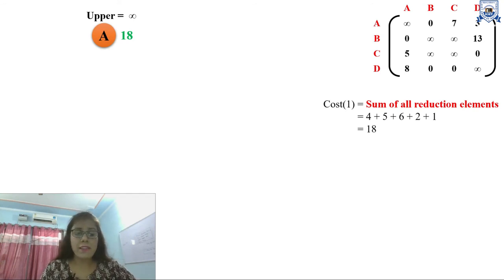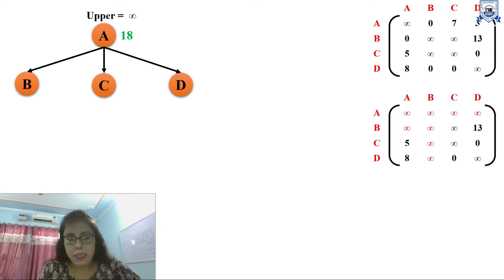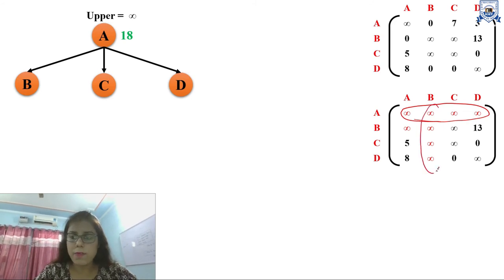Okay, so let's see how we're going to traverse. There are four nodes: A, B, C, D. So through A, I can go either to B or to C or to D. Now I have to calculate the cost of traveling to B, to C, and to D from A one by one. If I'm talking about B, what I have to do is make all the values of row A, that is this particular row, infinity, and column B infinity.